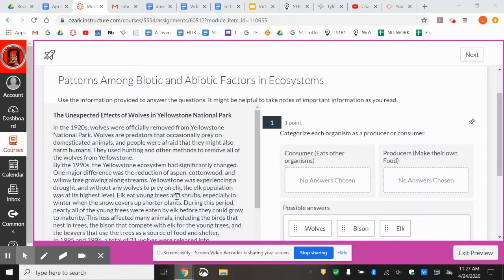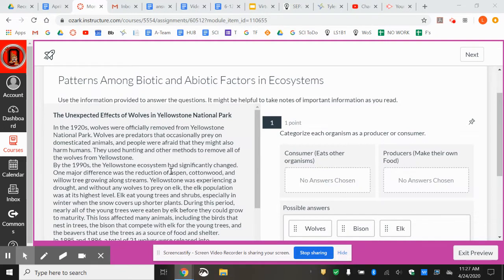I am just going to read through this part of today's lessons. The lesson is called Patterns Among Biotic and Abiotic Factors in Ecosystems. If you want to listen to me walk through the actual questions that go along with this, stay tuned. I'll have another video also at the end of this assignment.